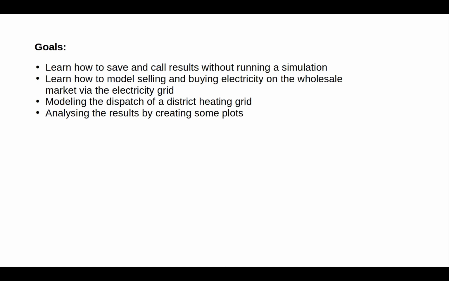We then want to learn how to model selling and buying electricity on the wholesale market via the electricity grid. We want to model the dispatch of a district heating grid, very simplified, but nonetheless it's a beginning, and we are going to analyze the results by creating some plots.